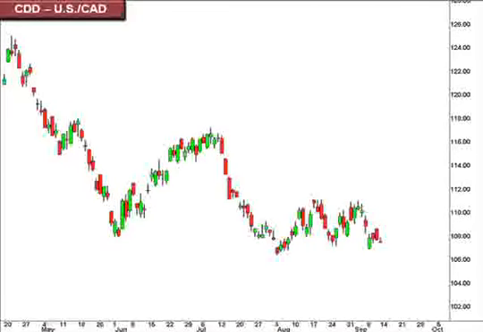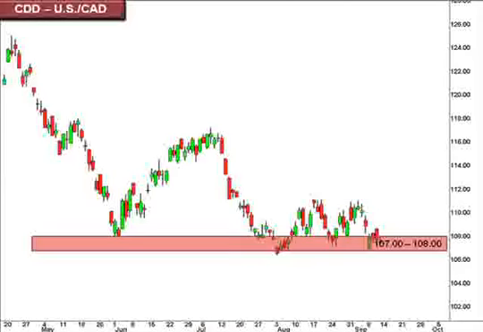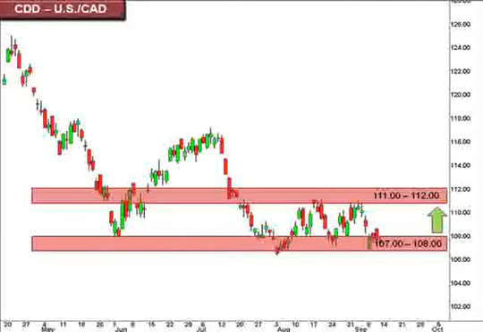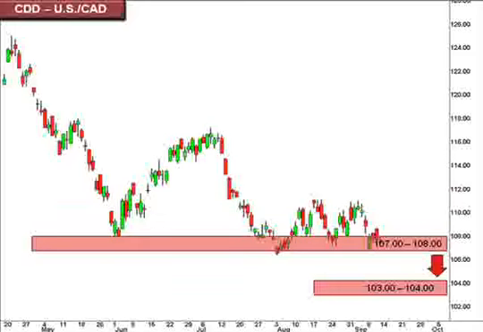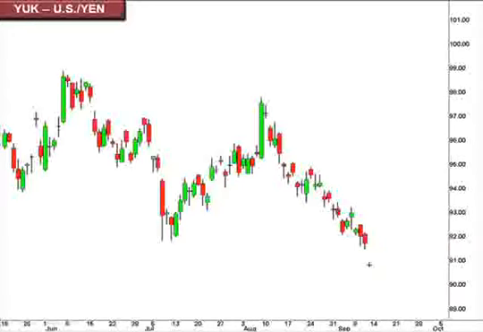Next up, the CDD, the US versus the Canadian dollar. Well, as you can see here, we tested the lower range of our 107-108 focal zone. However, we continue to consolidate here as a very strong support level. Now, at this point, it is a possibility that we may see a bounce that'll bring us back up into the 111-112 focal zone. However, a break below 107 brings that 103-104 box into the picture as the next logical target to the downside.